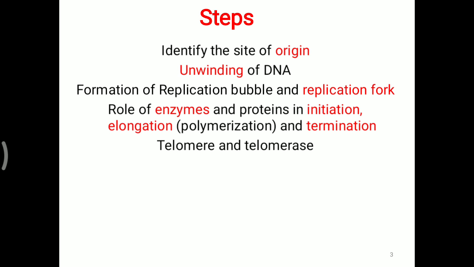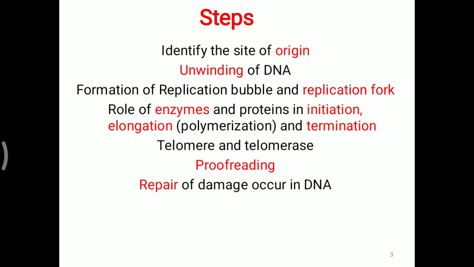Now the end portions of DNA are called telomeres, and they are replicated with the help of the enzyme telomerase. Once replication is completed, there is proofreading, that is, checking whether all the information has been correctly transferred or not. If there is any mismatch in proofreading, then repair of damage occurs in DNA with the help of DNA repair mechanisms. This mechanism is very helpful to identify any mismatch in the replication, and if identified, it is repaired immediately.